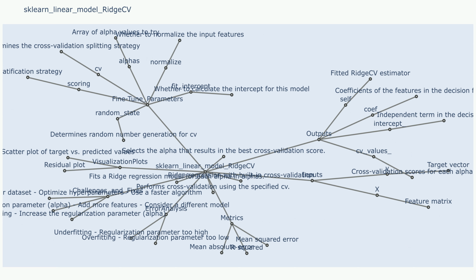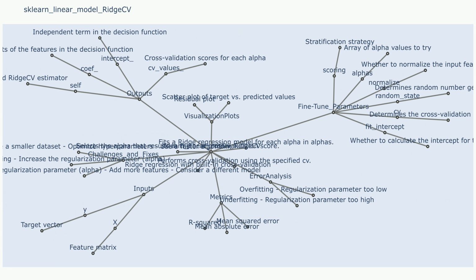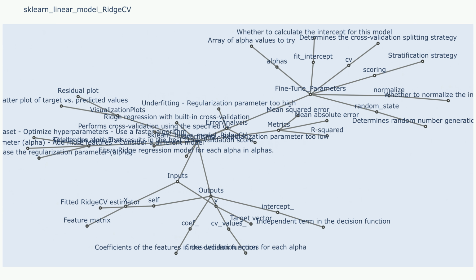Each alpha value represents the strength of the regularization penalty. Fit intercept: a boolean indicating whether to calculate the intercept term in the linear model. Normalize: a boolean indicating whether to normalize the features before fitting the model. CV: an integer or a cross-validation generator object determining the number of folds for cross-validation. Scoring: a string or callable object specifying the scoring metric to use during cross-validation.